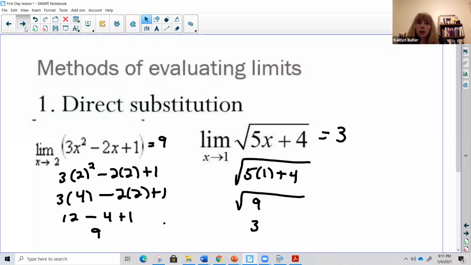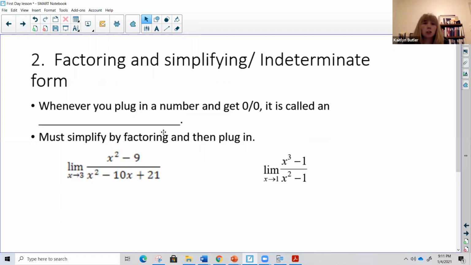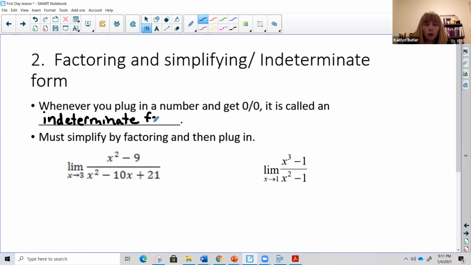So that's the first method that you should always try, but sometimes we will run into problems when we do that. Sometimes when you plug in a number, you're going to get 0 over 0, and this is called an indeterminate form, which means I don't know the limit right now. I can't find the limit just by substituting it in. If that happens, it usually means the graph has a hole there where the point doesn't exist. So what we can do to figure out the value is simplify the function in order to get rid of that hole. We're going to simplify by factoring, and then do direct substitution.